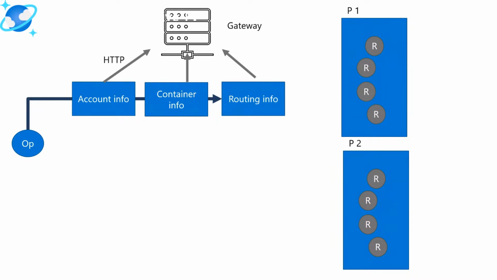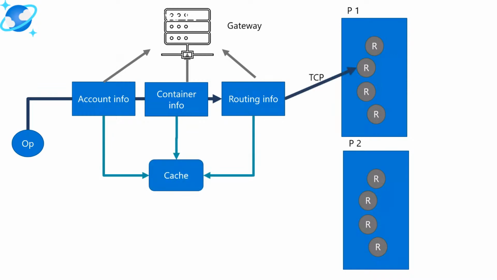That information is the account information, for example, which regions the account is replicated to and the consistency for this particular account. We also fetch the container information. You're executing this operation in some container or collection, so we need to understand the partition key definition or partition key path for this container. And finally, like you mentioned, we need the routing information, which tells the SDK the addresses for the different partitions that this container is using. Once we have that information, we store it in a memory cache, and then we open the TCP connection to the backend replicas and execute the operation.